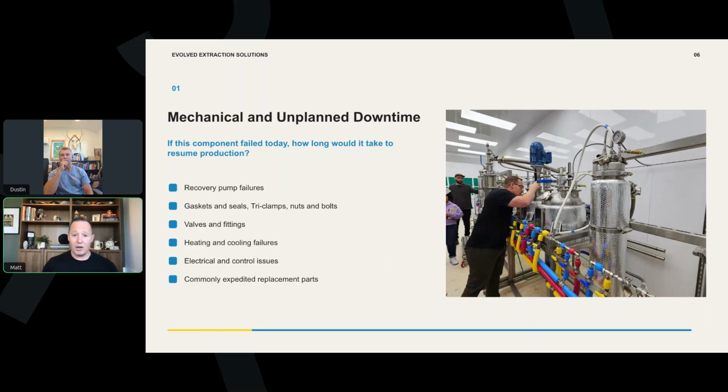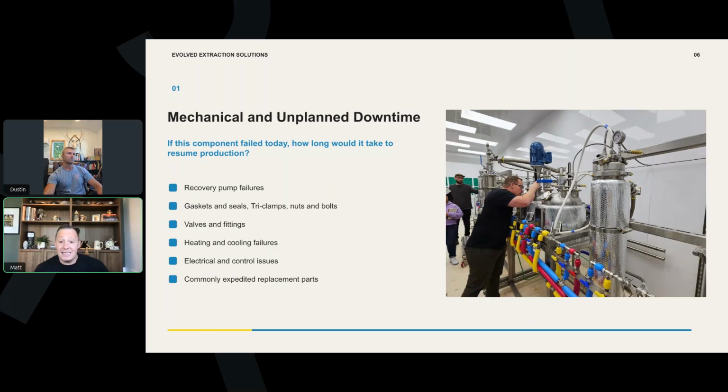So start by identifying the critical parts and understanding how much budget we should allocate to these different things. We've got a list of stuff you should at least be considering: recovery pumps, any kind of moving piece on your system. You want to have at least backup spare parts kits, or a completely redundant pump or mixer or something on site, so that you're ready to make that change as needed. But also gaskets, nuts and bolts, valves, all those sorts of things.